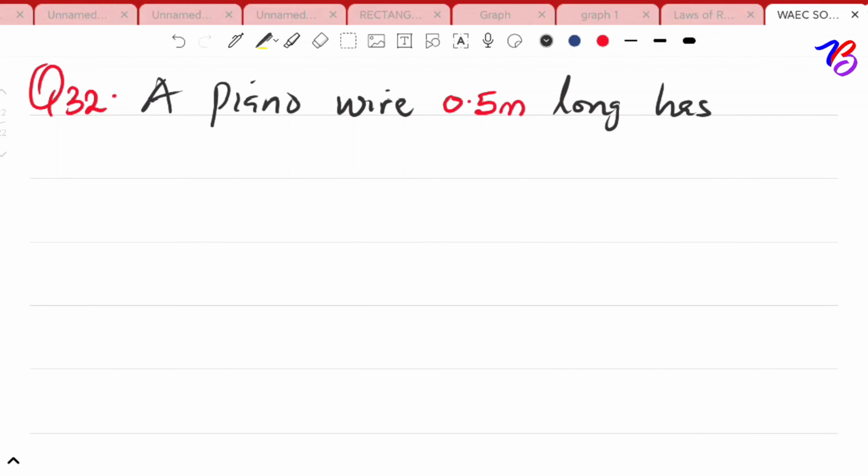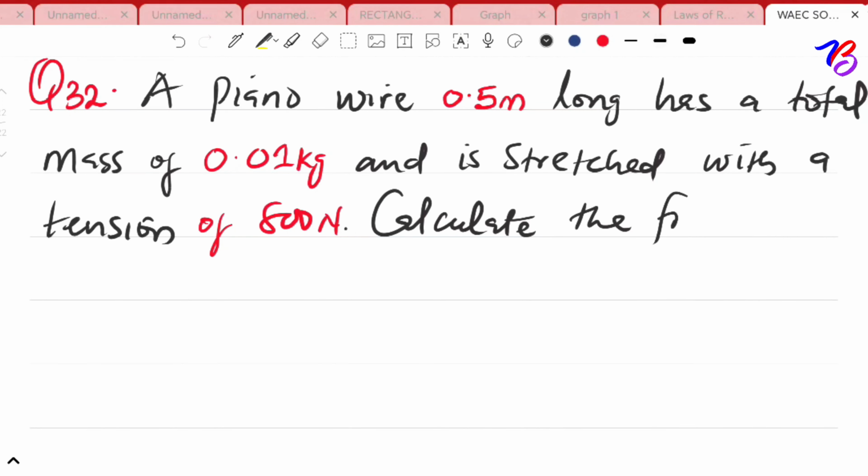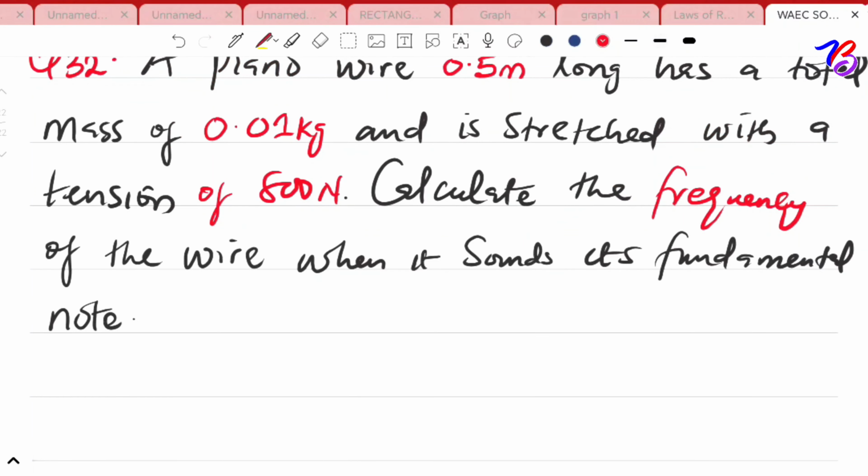A piano wire 0.5 meter long has a total mass of 0.01 kilogram and is stretched with a tension of 800 Newton. So the question is, calculate the frequency of the wire when it sounds its fundamental note. So solution. Let's begin to extract the Triune given parameters. Here we are given three data.